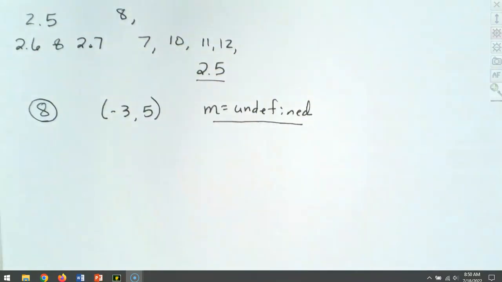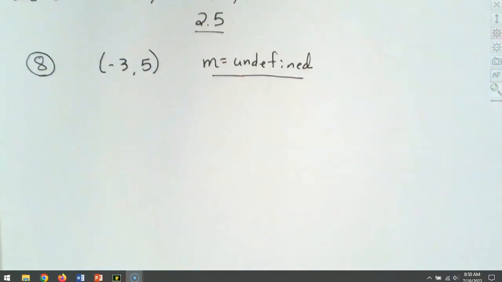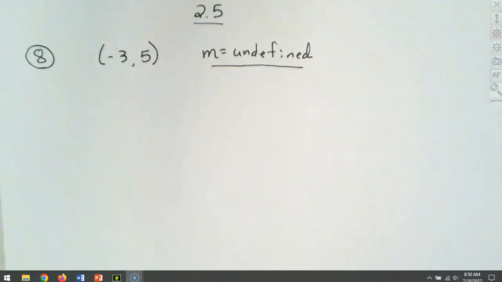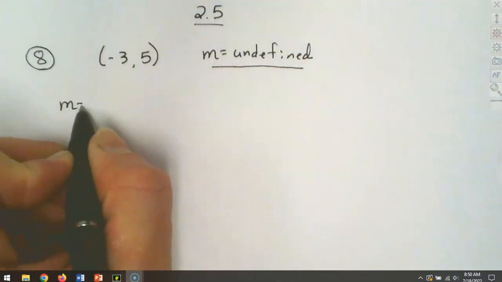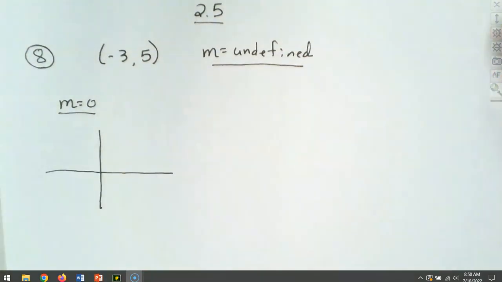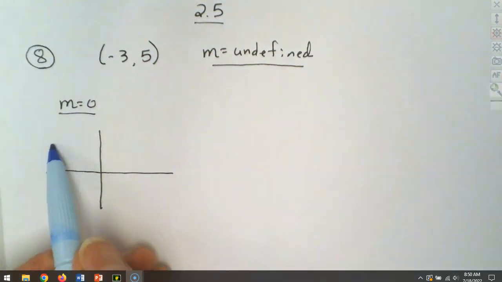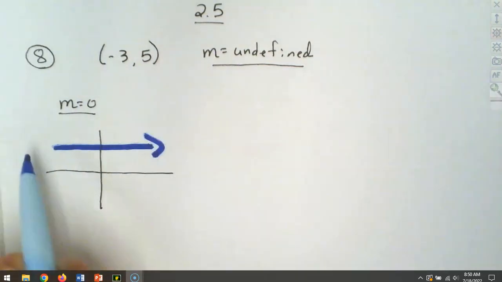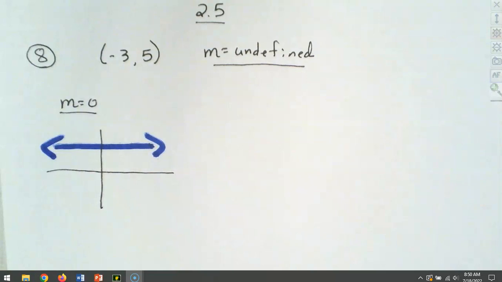Now, this one is not so much calculational. What we're going to be doing on this one is we need to remember our definitions. Let's take a moment to remember the definition of a zero slope line, what it looks like, and the definition of an undefined slope line and what that looks like. If my slope is 0, a line that has a slope of 0 would be a horizontal line. So if your slope is 0, it's going to look like this.